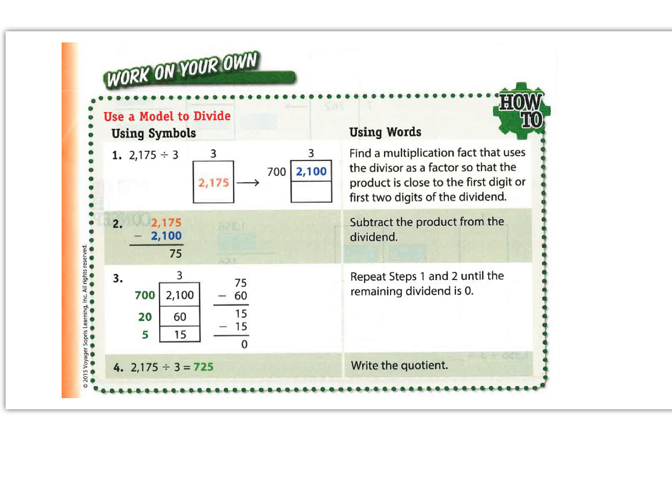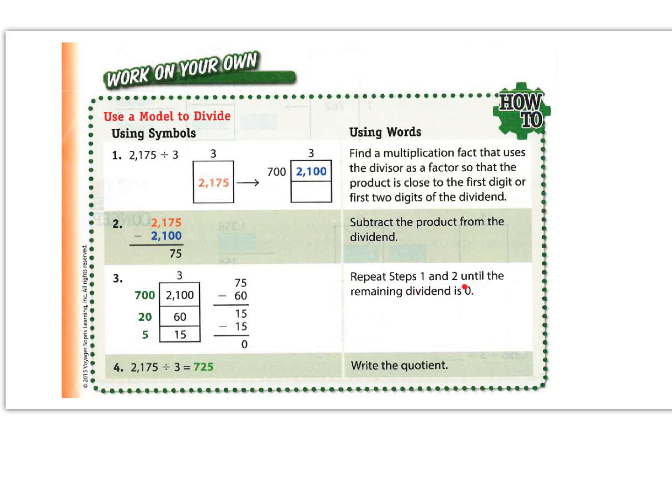All right, so here it is in words. So we're going to use a model to divide. So using the symbols, it says, find a multiplication fact that uses the divisor as a factor so that the product is close to the first digit or the first two digits of the dividend. So here we have 2,175 divided by 3. Well, they picked 700 here because 3 times 700 is 2,100. So that's pretty close. Then you're going to subtract that product. So they did 2,175 minus 2,100 to get 75 left over.